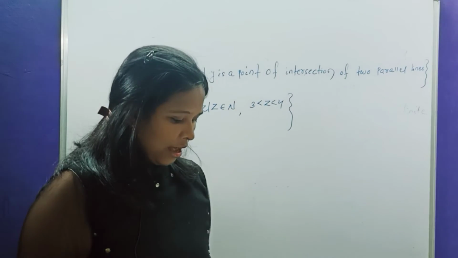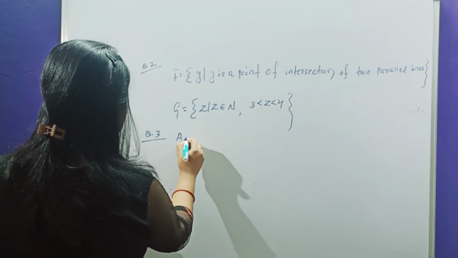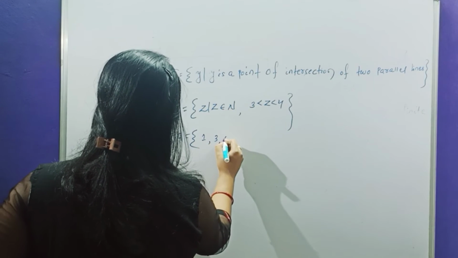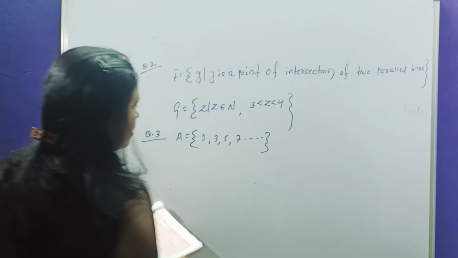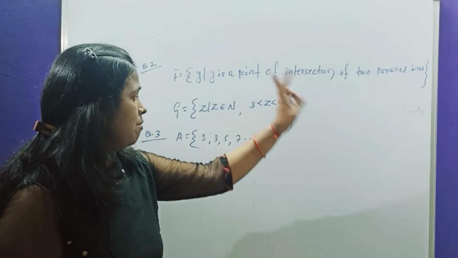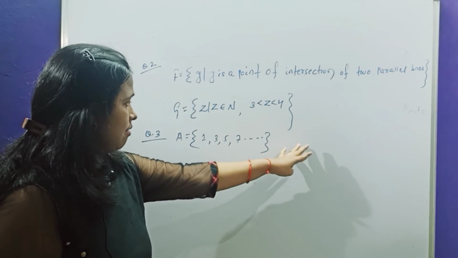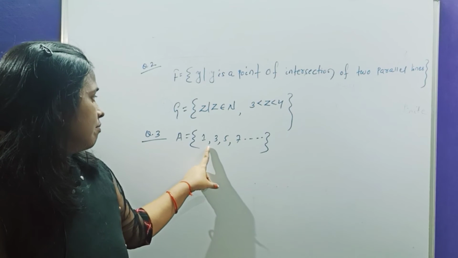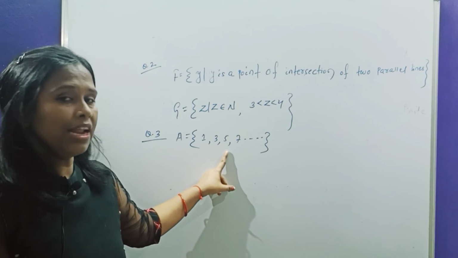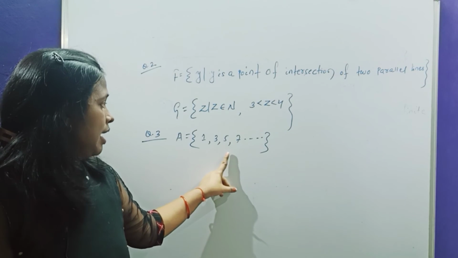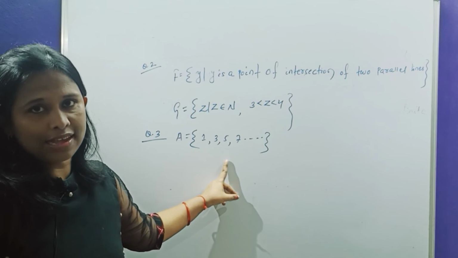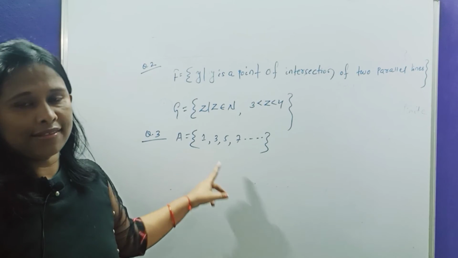I am writing one set. You can tell me, is it a finite set or infinite set? Suppose I am writing the elements 1, 3, 5, 7 like this. As here I am writing 1, 3, 5, 7, all are prime numbers and I make dotted lines. So there are an infinite number of prime numbers present. So is it a finite set or infinite set? We can't count. So it is an infinite set. Yes or no? It's an infinite set.